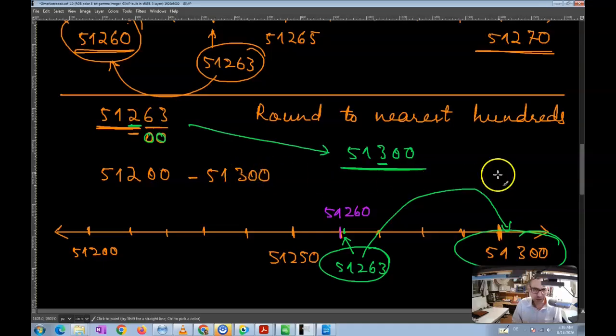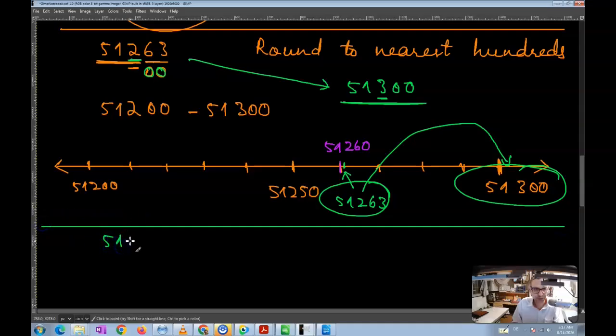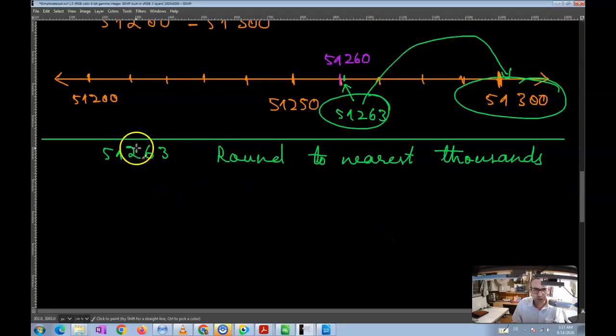So the only thing that matters here and which is important is that when you have the same number, for example 51,263, and you want to round it, this time for example to the nearest thousands, which is this place value over here, you want to keep all of these digits, and the rest of the digits you want to simply substitute with zeros, right?